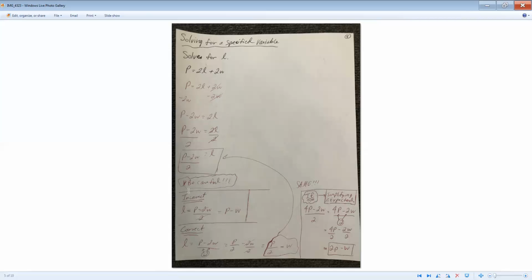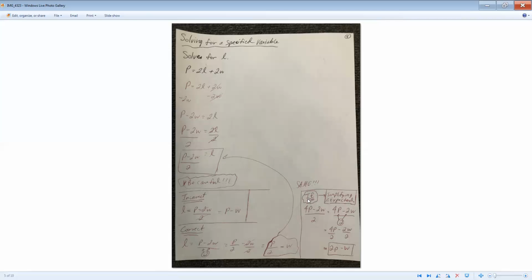So be careful, just a warning here. A lot of times people will see these 2's and want to cancel them out. If you want to go further with cancellation, you have to be careful. You cannot just cancel out those 2's and be left with P minus W. That would be incorrect. The correct way to cancel is that this 2 in the denominator has to go to each term in the numerator. So that would be P over 2 minus 2W over 2. The 2's would then cancel, leaving you with P over 2 minus W, which would be the same thing as this right here. Now, we don't have to simplify this any further because the 2 cannot go into each term.